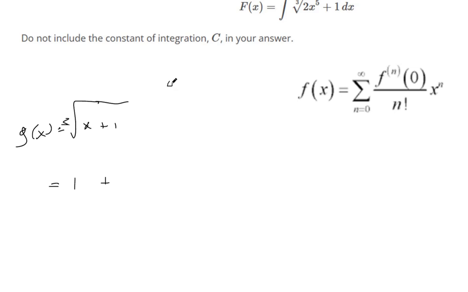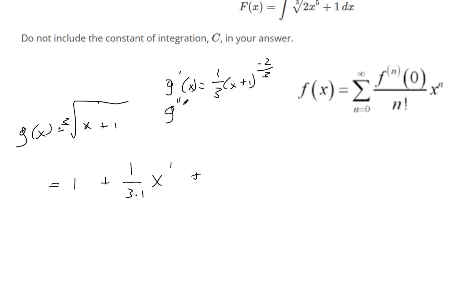The second term relies on the derivative. So the derivative, the 1/3 comes down. It gets reduced by 1. So 1/3 minus 1 makes negative 2/3. So if I plug in 0 into the first derivative, that gives us 1/3. And then I need to divide it by 1 factorial. So that's times 1. And now that's x to the first power.